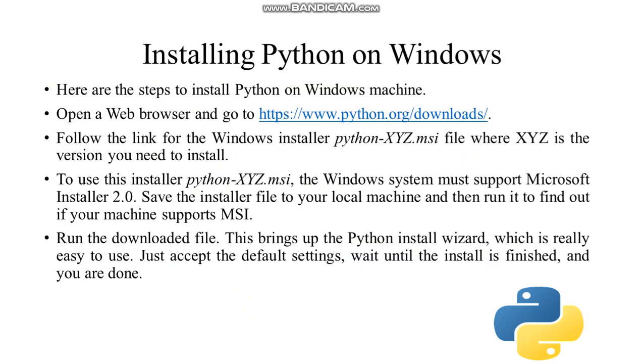For installing Python on Windows, go to www.python.org downloads. Follow the link for the Windows installer python xyz.msi file where xyz is the version you need to install. To use this installer python xyz.msi, the Windows system must support Microsoft Installer 2.0. Save the installer file to your local machine and then run it to find out if your machine supports MSI.